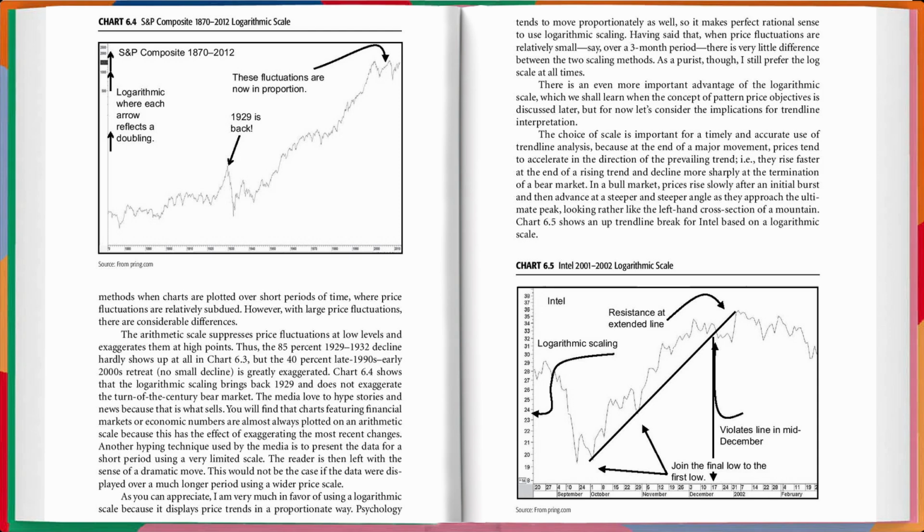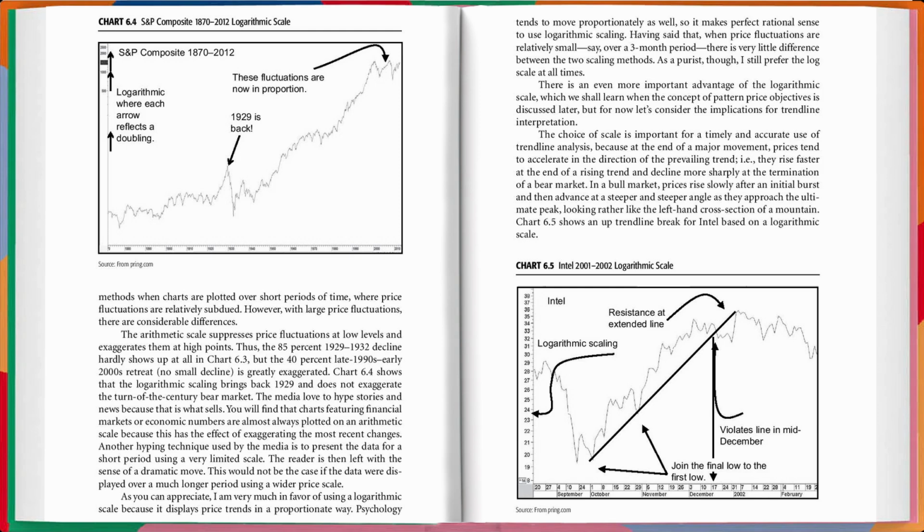However, with large price fluctuations, there are considerable differences. The arithmetic scale suppresses price fluctuations at low levels and exaggerates them at high points. Thus, the 85% 1929-1932 decline hardly shows up at all in Chart 6.3, but the 40% late 1990s, early 2000s retreat, no small decline, is greatly exaggerated. Chart 6.4 shows that the logarithmic scaling brings back 1929 and does not exaggerate the turn of the century bear market.